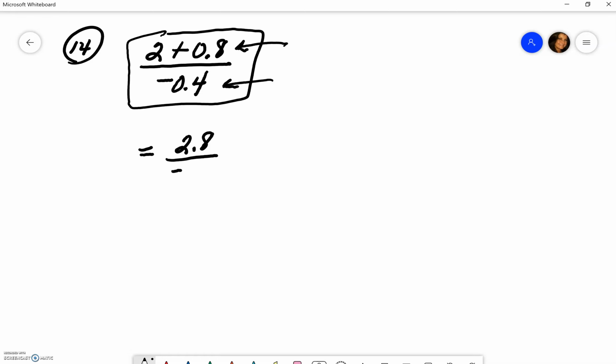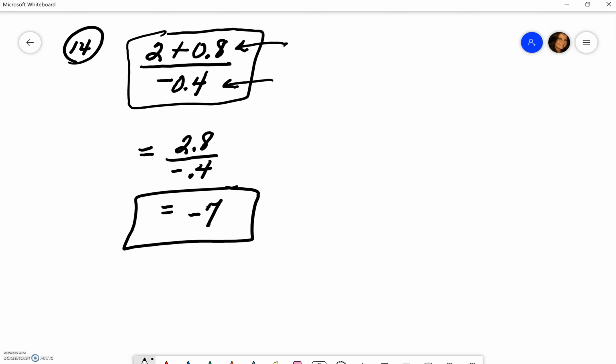And then on the bottom, I'll just write 0.4. Now we're going to divide. You can see they have opposite signs, so you know you're going to end up with a negative answer. And when you plug that into the calculator, 2.8 divided by 0.4, you end up with an answer of 7. So again, just revisiting order of operations.